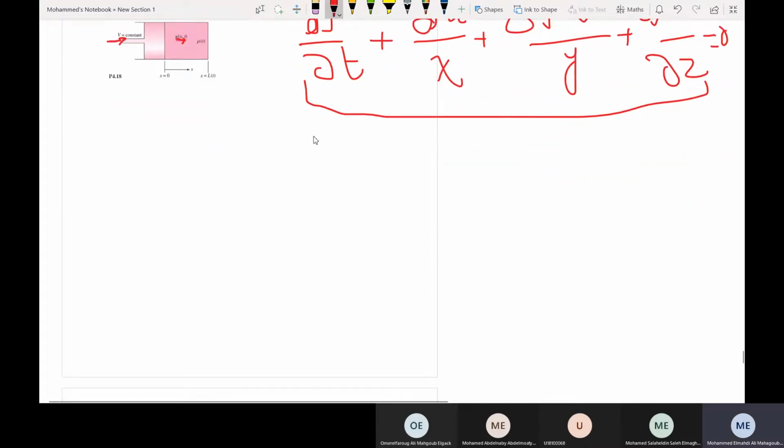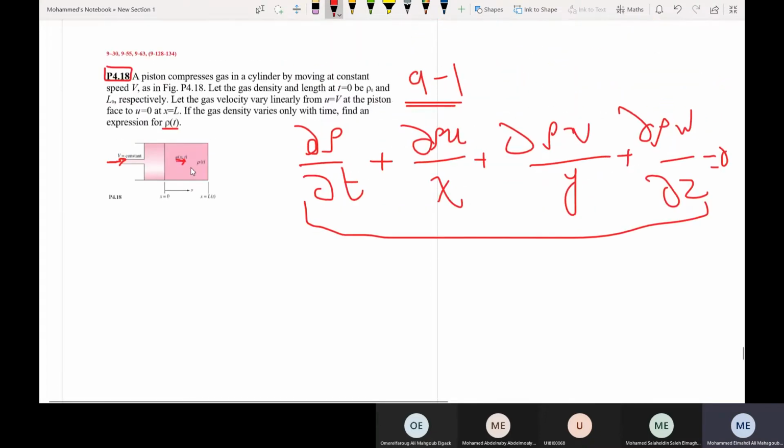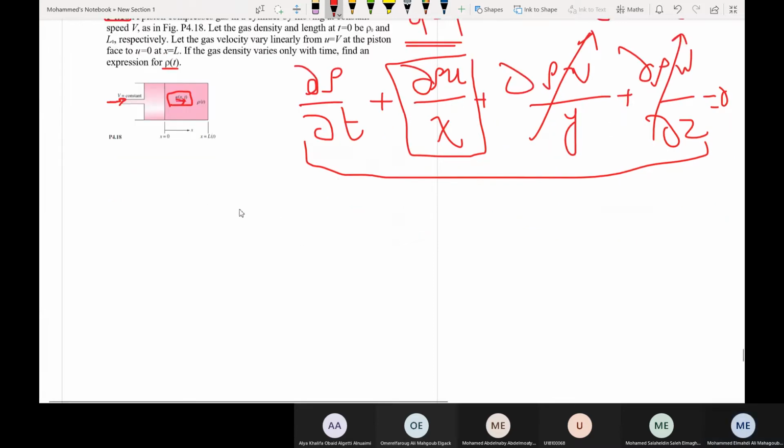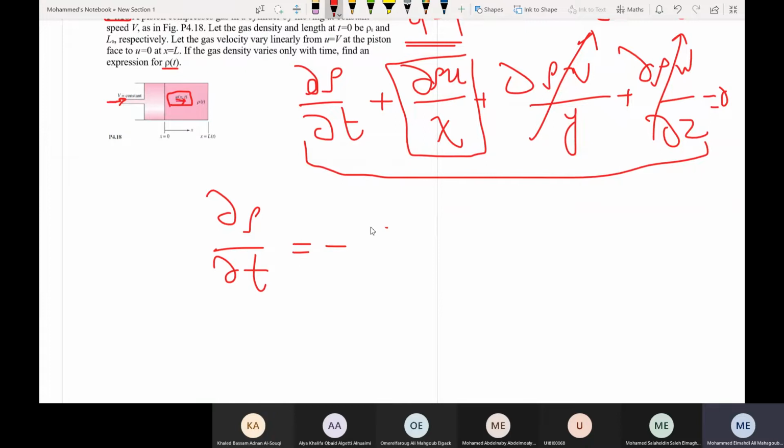Okay, what else can we do? We can observe we only have velocity in the u, or the x direction. So we have only this velocity component. There is no velocity here, so it is 0, and there is no velocity here, so it is also 0. Okay, so partial rho by partial t is equal to minus partial of rho u by partial x.